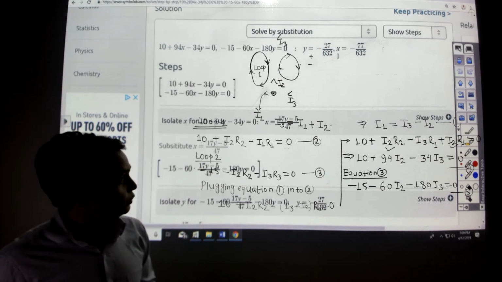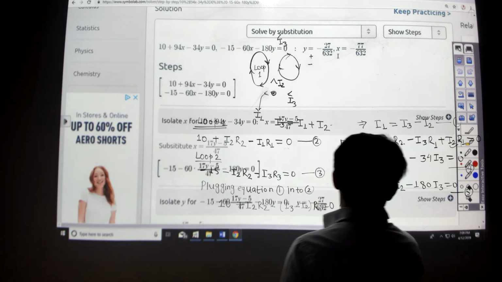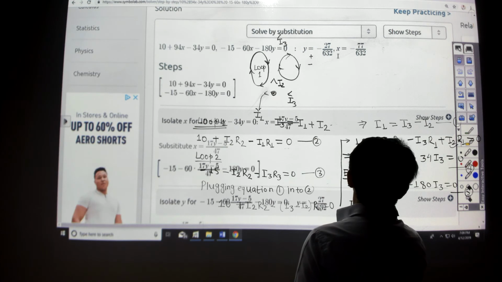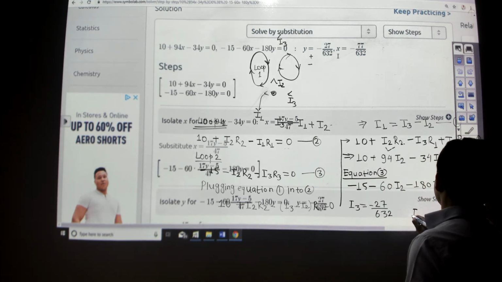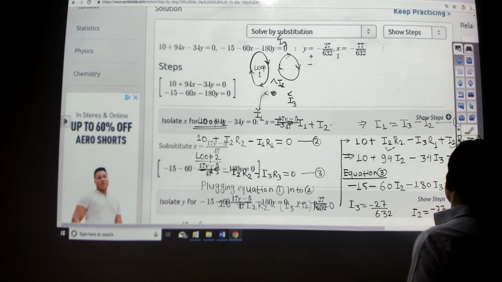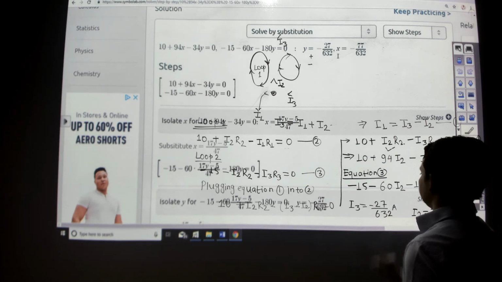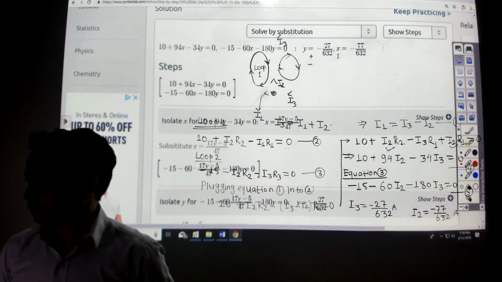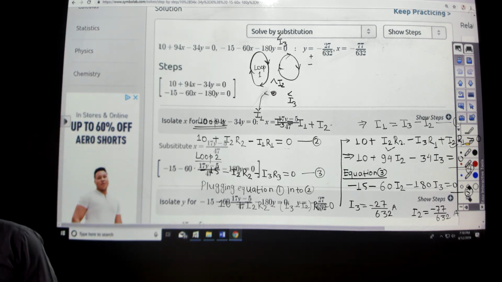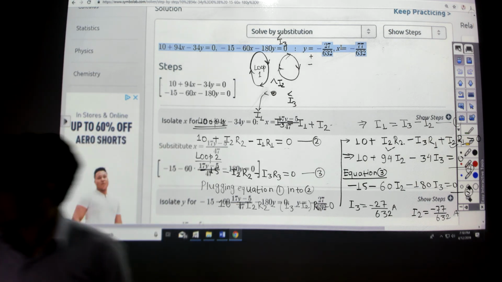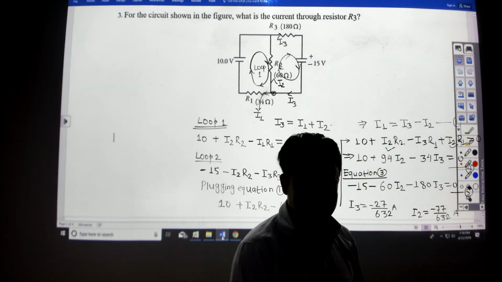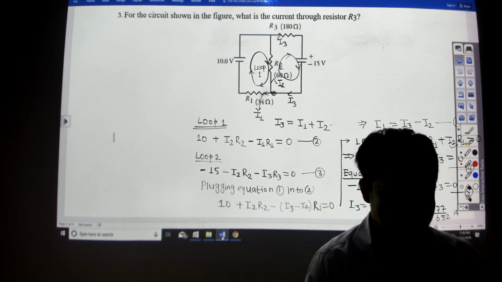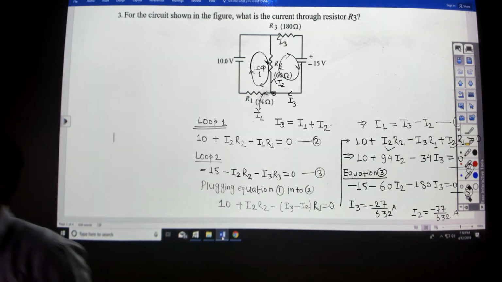So what is the solution that I got? The y is I3. I got I3 is equal to minus 27 divided by 632, and I2 is equal to minus 77 divided by 632, and the unit is ampere. So this is the answer I got. This tool is pretty simple to use. The two equations I typed in, and it gives me the answer. All right, so here are the solutions. If I want to take a look, I will move this one to the other side, just for clarity.